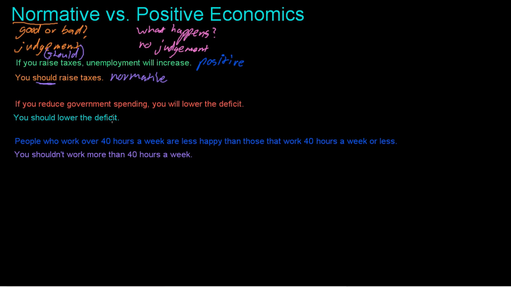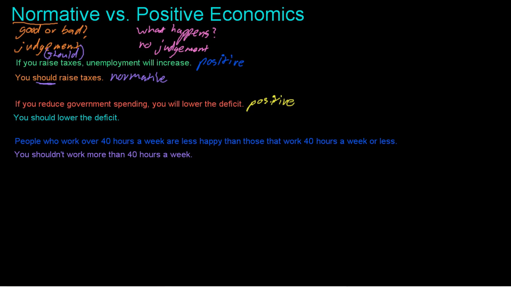Now we have, if you reduce government spending, you will lower the deficit. So this is always another part of the political debate, and I purposefully chose political ones here because that's where we hear normative economics come up the most. But this right here is a positive statement. There's no judgment whatsoever. It's just saying if you reduce government spending, then you will lower the deficit. So that's a positive statement. It's not saying whether we should or should not lower government spending. It's just saying that if we do it, you will lower the deficit.